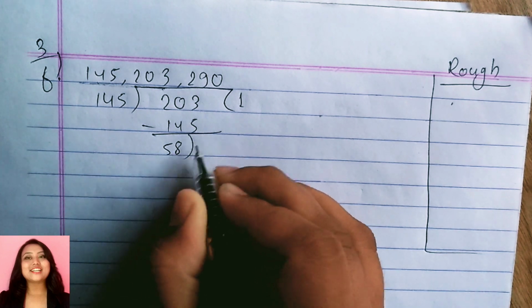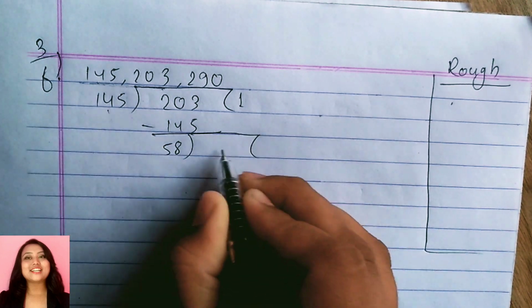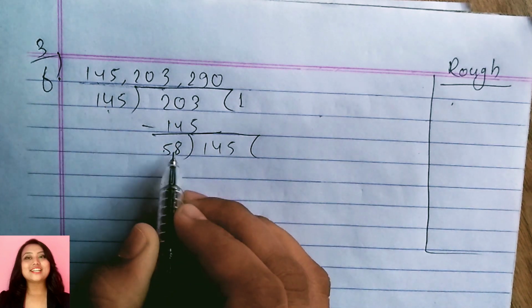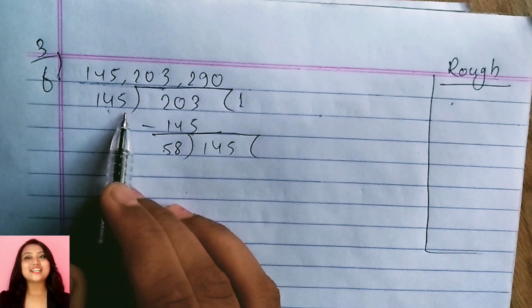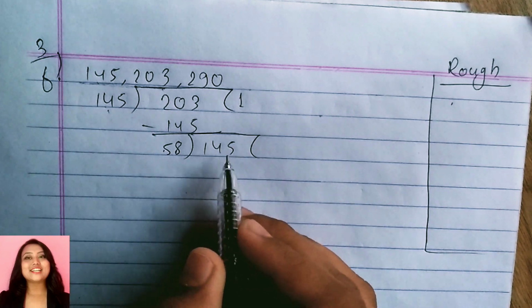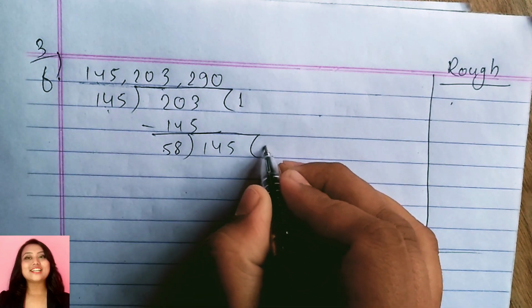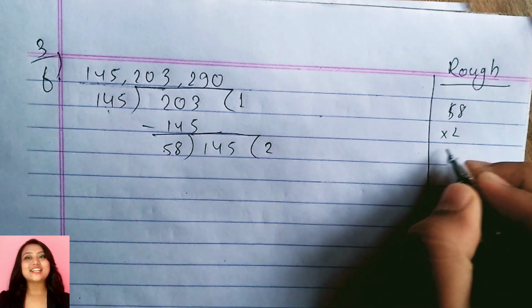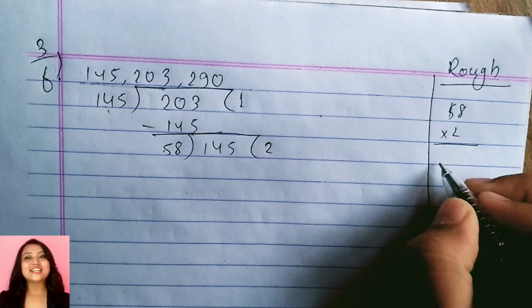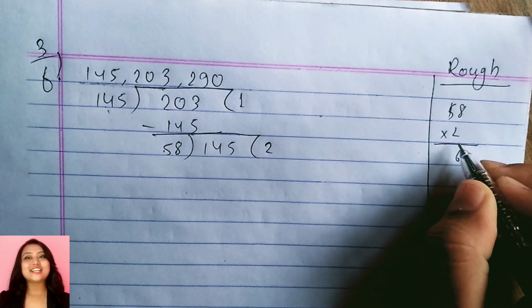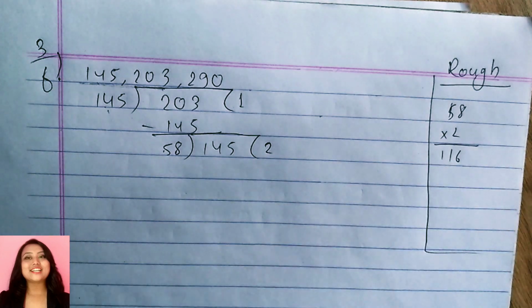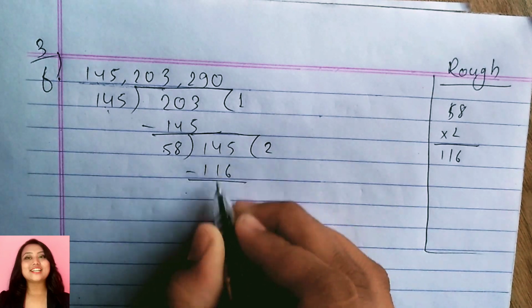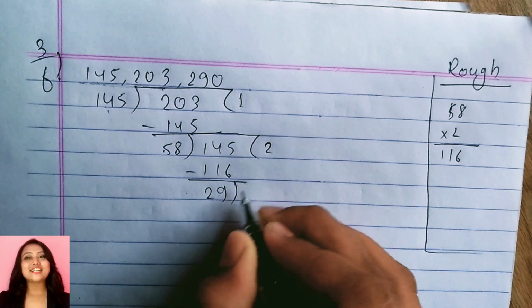Now this 58 will again divide the first divisor, 145. The rule is that the remainder will divide the previous divisor. How many times does 58 go into 145? Let's try 58 into 2. 2 eights are 16, 2 fives are 10, so 116 will be there. 145 minus 116, the remainder is 29.